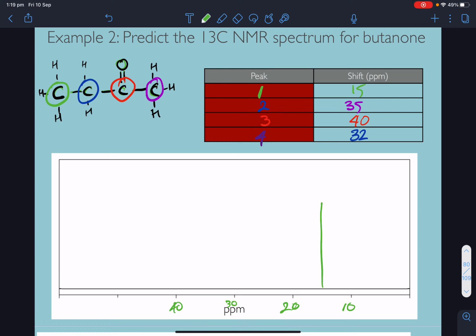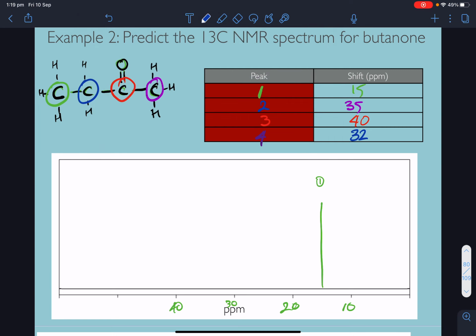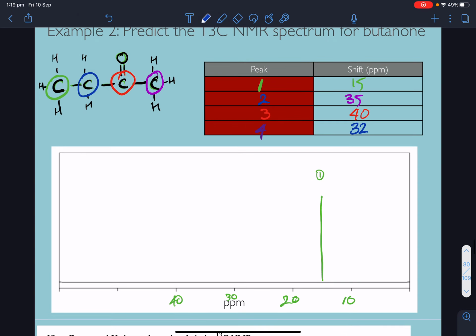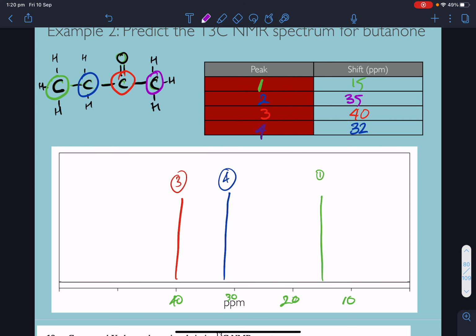So that's peak 1. What do we have next? The blue one, peak 4, was at about 32. Our red one was at about 40, so that's peak 3. And what are we missing? Peak 2, which was the purple one. That was about 35. That's all we can do.